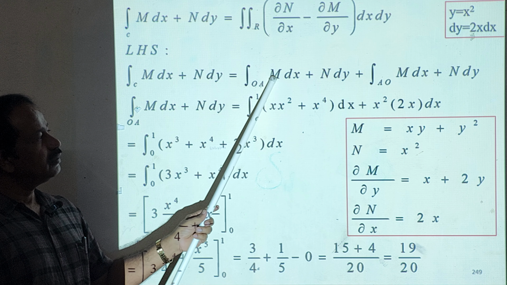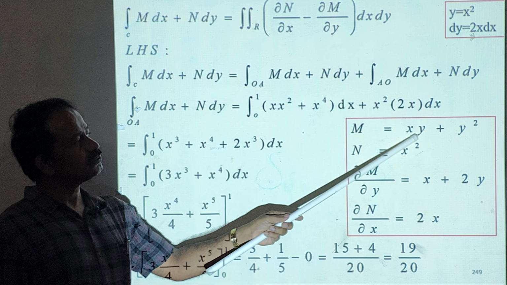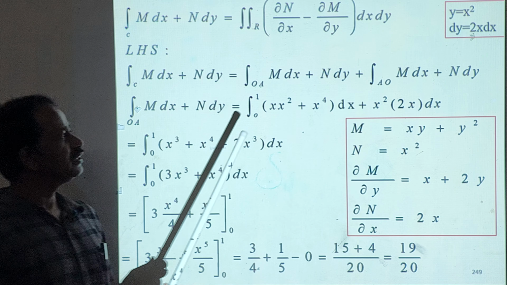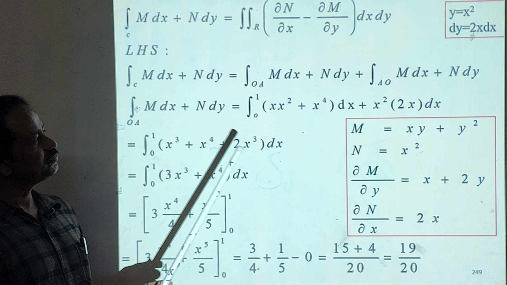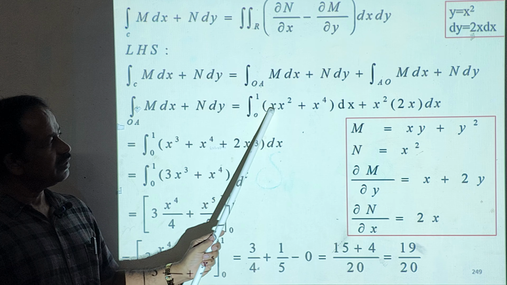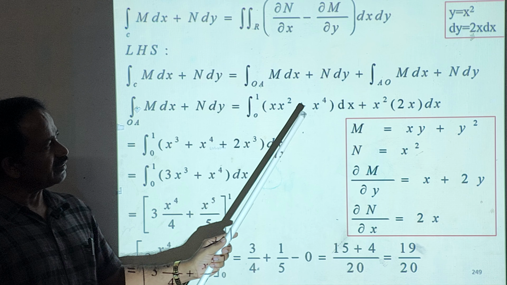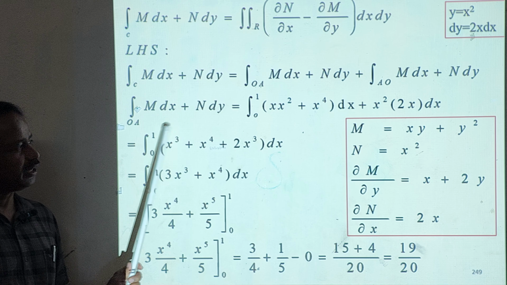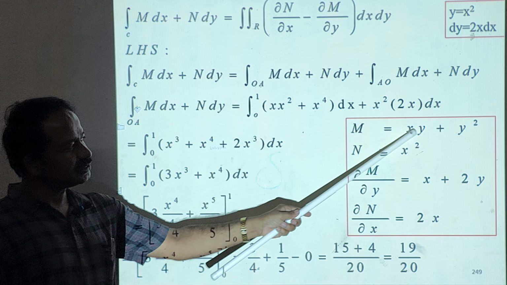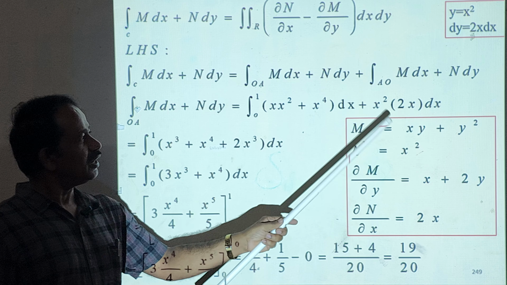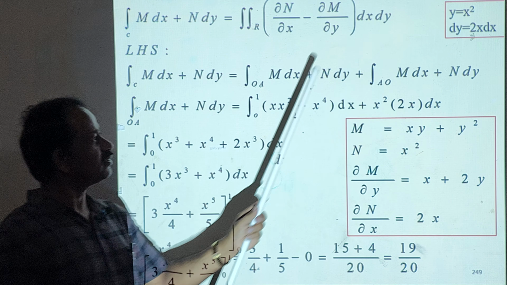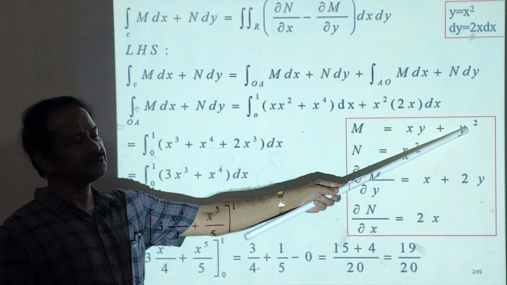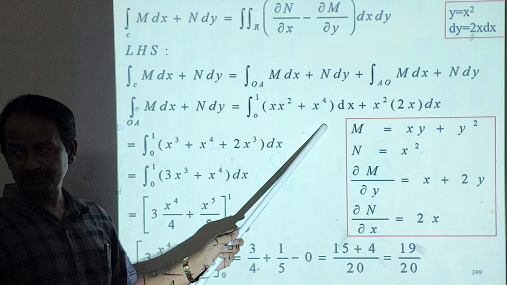So for 0 to 1, what is M? M equals xy + y², correct? N equals x², and it is given that y = x². So for M dx, we are calculating only O to A. This is your xy + y², correct? And what is your y? y = x². So instead of y, you substitute x². So x into x², plus instead of y, substitute x², so it becomes x⁴.